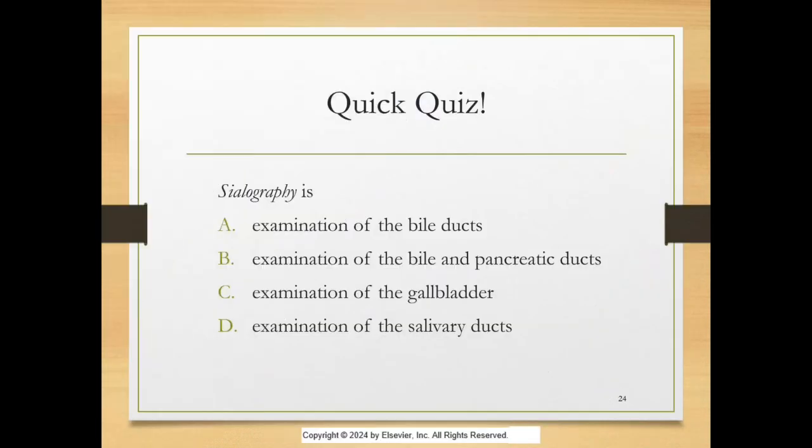Quiz. Choose the correct answer. Coelography is A. Examination of the bile ducts. B. Examination of the bile and pancreatic ducts. C. Examination of the gallbladder. D. Examination of the salivary ducts. One volunteer at a time, please.